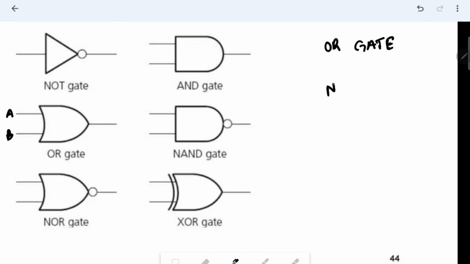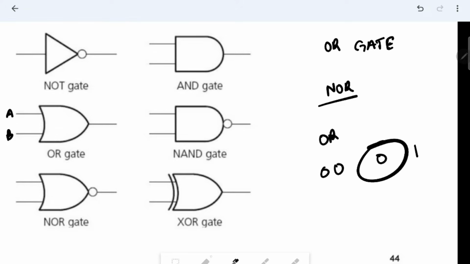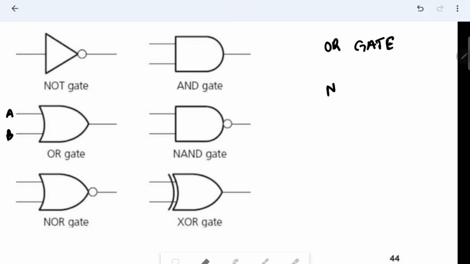Then that means that the NOR gate is the opposite of the OR gate. So if, for example, 0 0 was 0, for the NOR gate it would be 1. So basically the opposite of this. Do not say it's subtraction. It is not subtraction, but instead it is simply the opposite of the OR gate. So that is that.